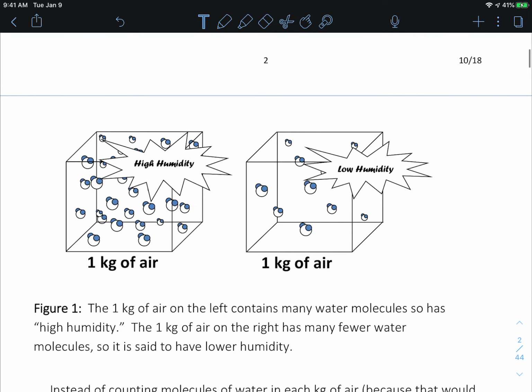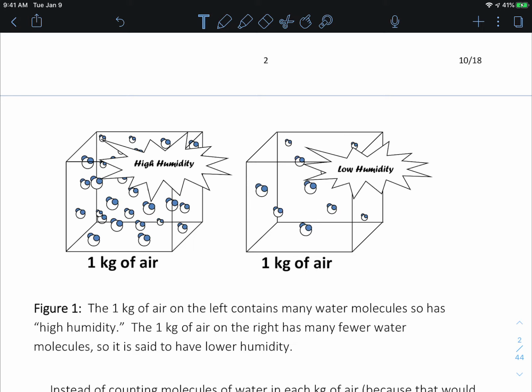Here's an example of what that might look like. In a kilogram of air, if you had all these water molecules floating around, that would be called high humidity air. Low humidity air would be not very many. During the winter, we usually have a very low humidity because it's so cold that there aren't very many water molecules that aren't in the form of ice and on the ground as snow.